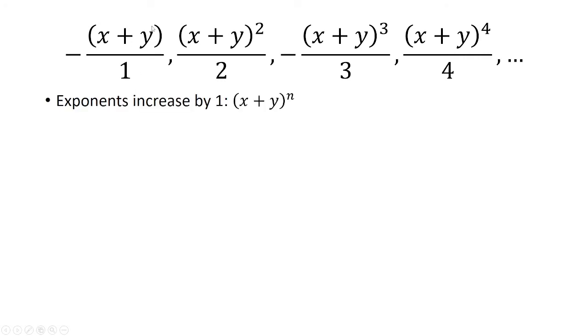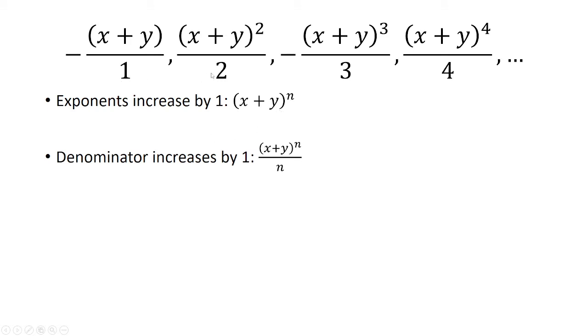The exponent increases by 1 in the numerator, so that's going to be (x plus y) raised to the n power. Whenever we have a sequence, you always start at n equals 1. So the sequence number is the same thing as the exponent. So the first sequence, the exponent is 1. The second sequence, exponent is 2, etc. So that's why I'm going to have n as the exponent.